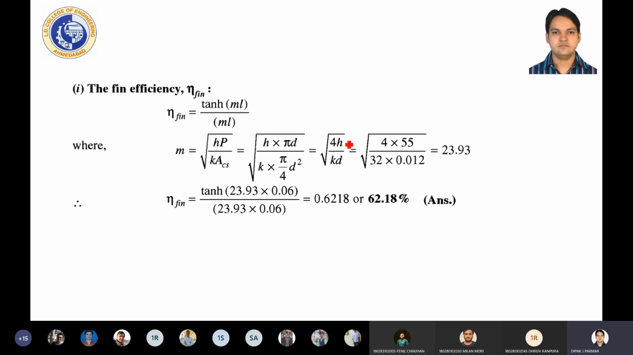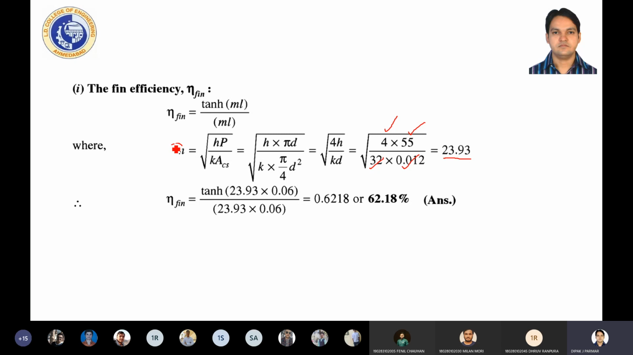As h is in watt per meter square Celsius, d should also be in meters, so it is converted into meters. So 4 times h is 55, conductivity is known to us, and the diameter is converted into meters. The m term comes to 23.93.